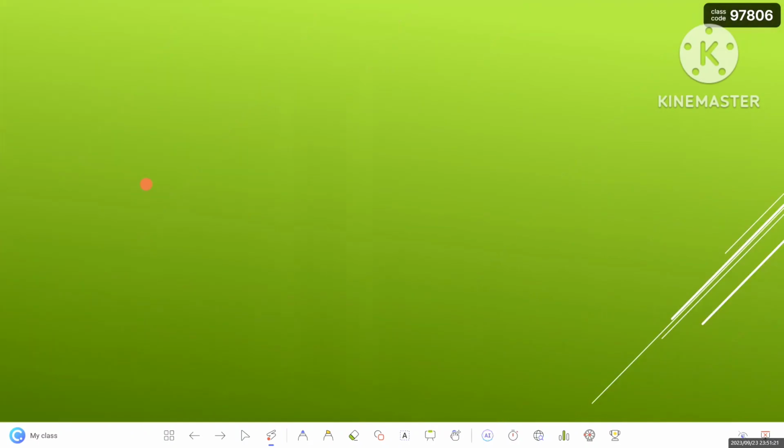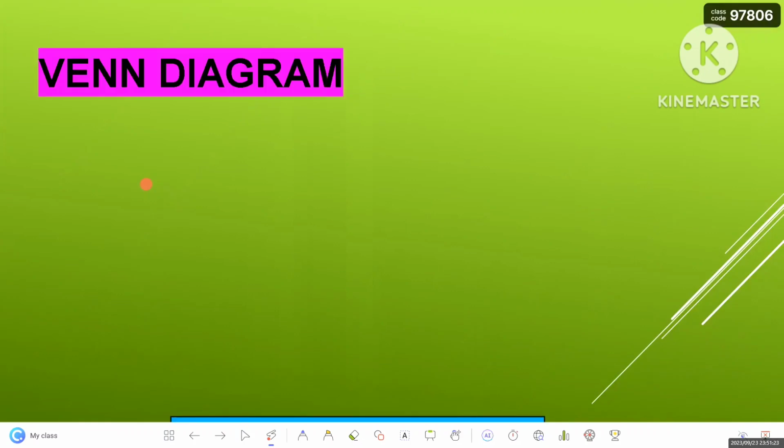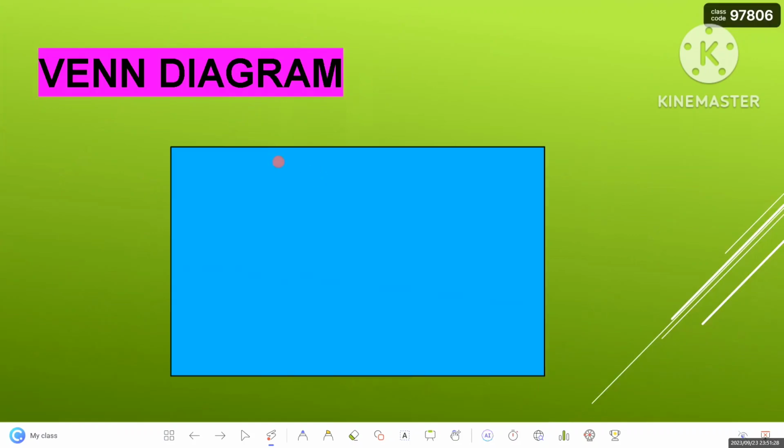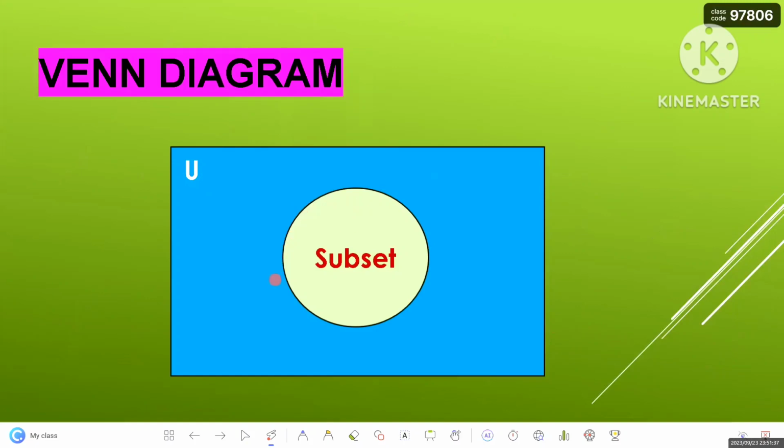So let's find out what a subset looks like in a Venn diagram. We draw the rectangle, and the U represents the universal set, and this circle is our subset. Remember, when we find the subset, it is inside the rectangle. So this circle inside the rectangle is called a subset.